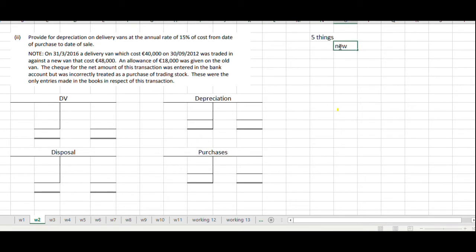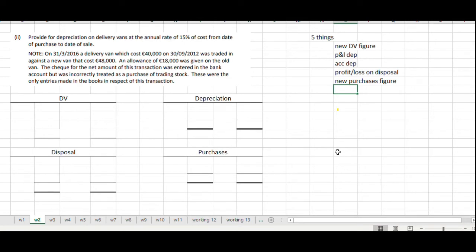Like I said up here, you're looking for 5 things. A new delivery vehicles figure, a P&L depreciation figure, an accumulated depreciation figure, a profit or loss on disposal, and most of the time it's a loss, and a new purchases figure. There are a lot of marks going for this note, probably around 15 or 20 marks. So I'm going to take you through it. It's going to take a few minutes and I'll explain where every number comes from.